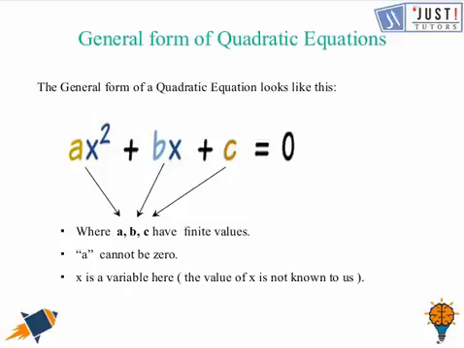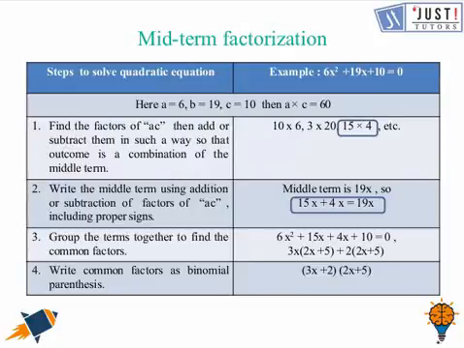Now let's go ahead with the general form of a quadratic equation. A quadratic equation should look something like this: ax squared plus bx plus c, where a, b and c have some finite values, and a cannot be 0, because if a becomes 0 then there won't be any term as x squared. And x is a variable here whose value we have to calculate. The first method which we apply to calculate the value of x is midterm factorization. We'll discuss this midterm factorization along with an example, step by step.